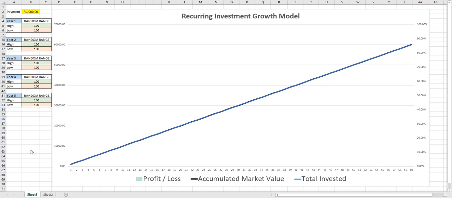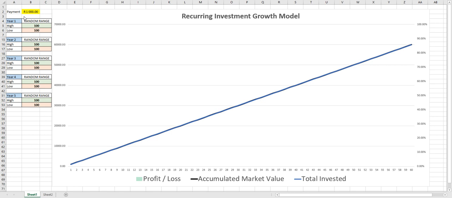Basically I want to demo a recurring premium investment growth model. The reason for this is obviously we've seen a lot of market volatility of recent, and a lot of investors are getting scared around this volatility, and hopefully this recurring premium investment model can give you some comfort as to what is actually going on inside of your investment.